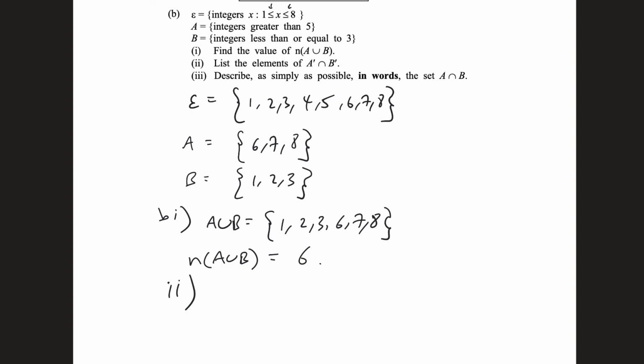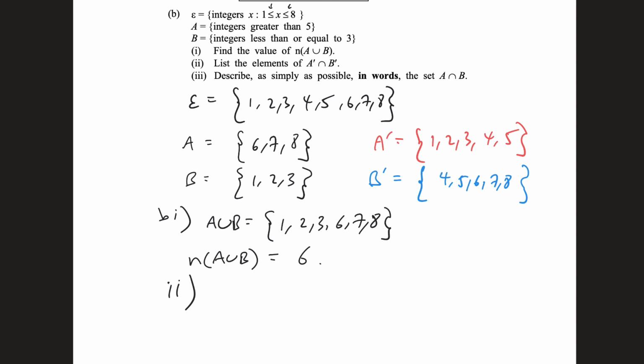So right now, list the elements of A prime intersect B prime. So everything that is not in A overlapping with everything that is not in B. So maybe it helps to just write down what A prime is. A prime is everything that is not in A. So 1, 2, 3, 4, 5. And B prime is everything that is not in B, where 1, 2, 3 is inside. So 4, 5, 6, 7, 8. This is everything that is not in B.